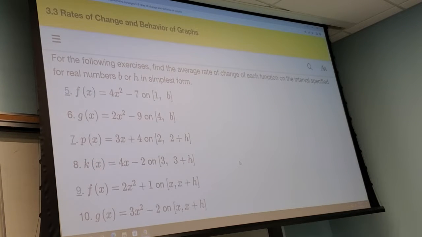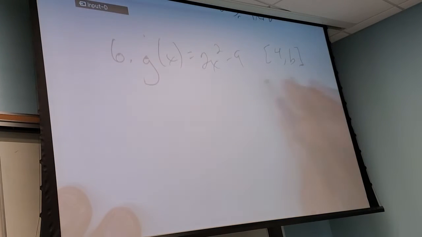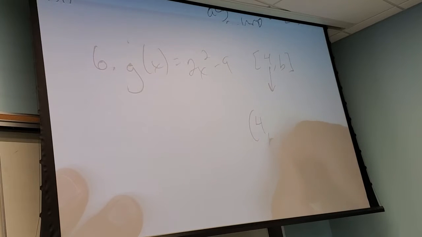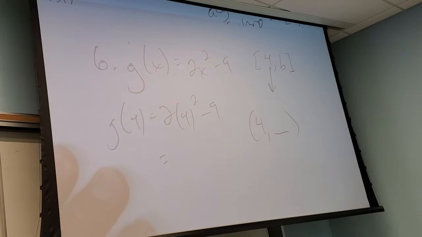So let me switch over. Okay. What is the point related to this one? 4 comma what? How do you figure that out? Plug it in, yeah. What do you get when you plug 4 in? g of 4 is twice 4 squared minus 9. Right? You guys with me?